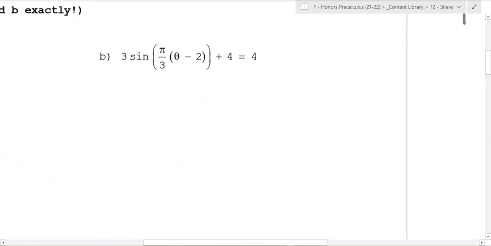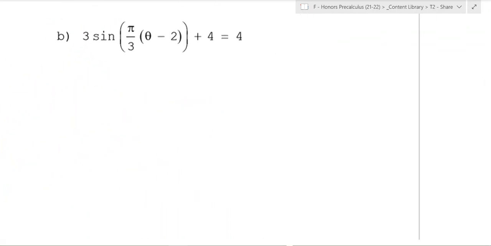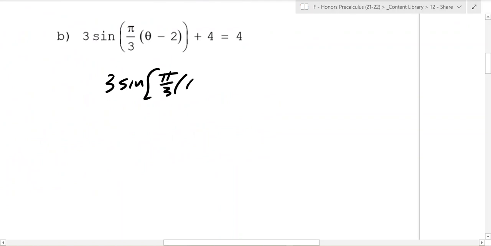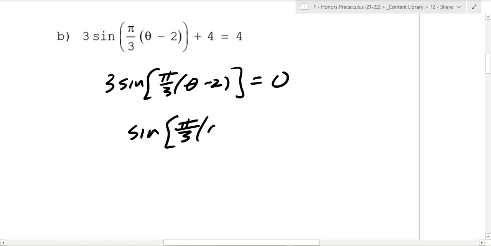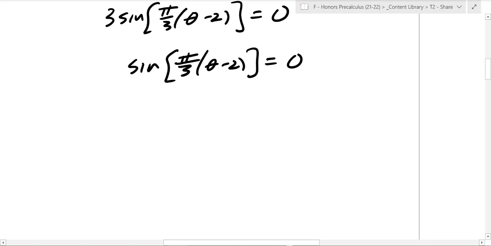We're going to do something similar with sine, similar but not quite the same. First, we're going to isolate, which is the same. So we have 3 sine of this thing. So pi over 3 times theta minus 2 equals 0 divided by 3, and you end up with 0 on the right again. So you get pi over 3 times theta minus 2 equals 0. And then the question is the sine of what is equal to 0? Well, the sine of 0 is equal to 0 and every pi after that.